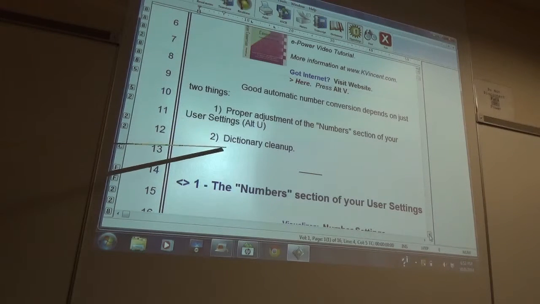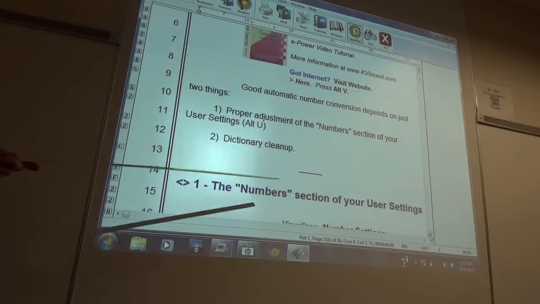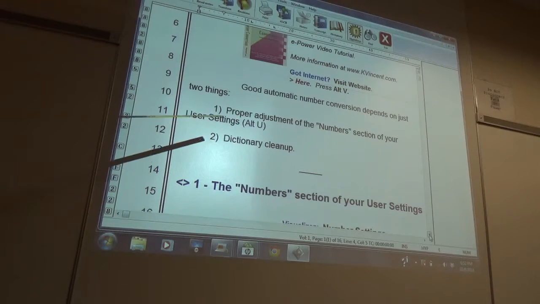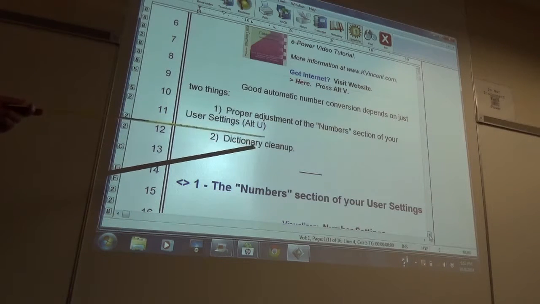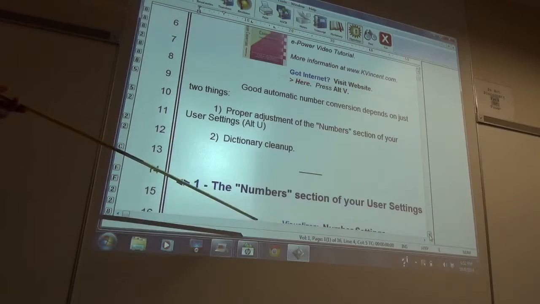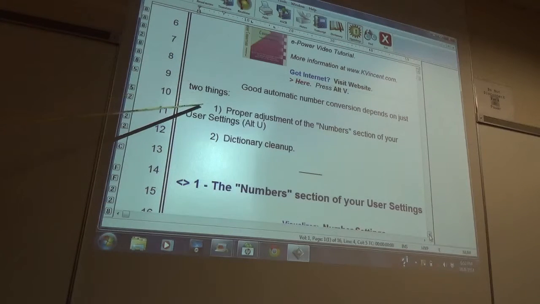Okay? And another thing, which we're going to get into later, is cleaning up your dictionary when it comes to numbers. So if something isn't coming out right, more than likely it's something in your dictionary, or you haven't adjusted something in your user settings. Because if you set it up the way that I'm telling you, or getting ready to tell you as we go through this little section, then you're going to be okay. Okay?